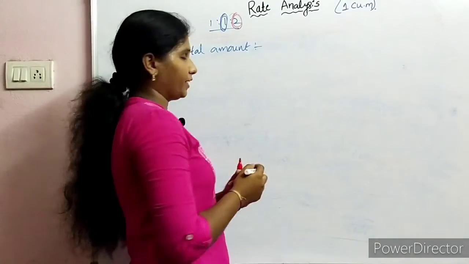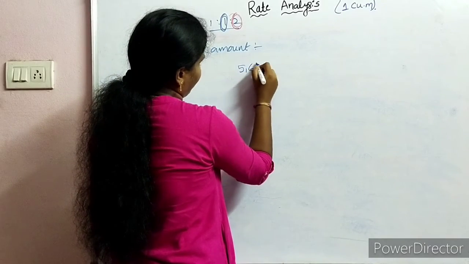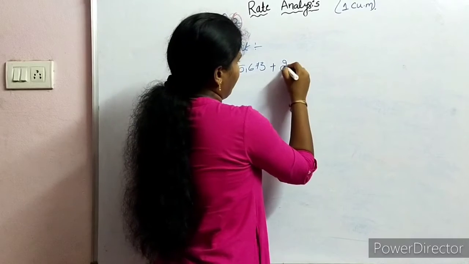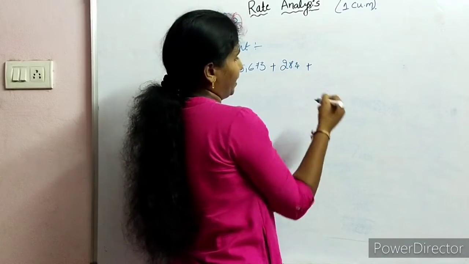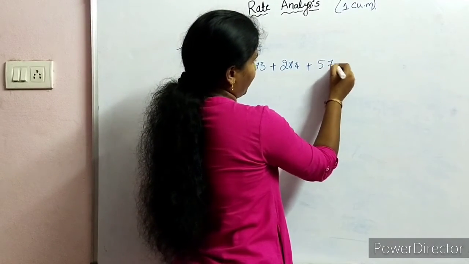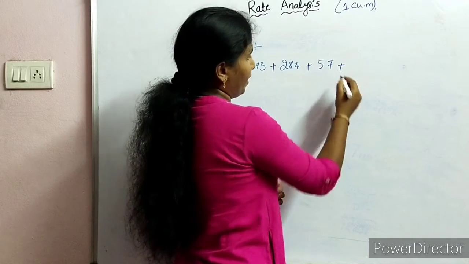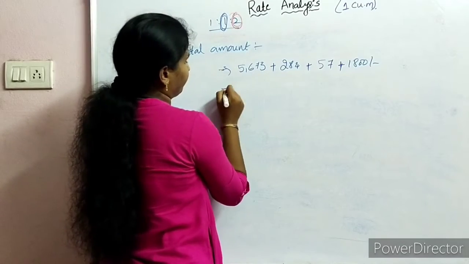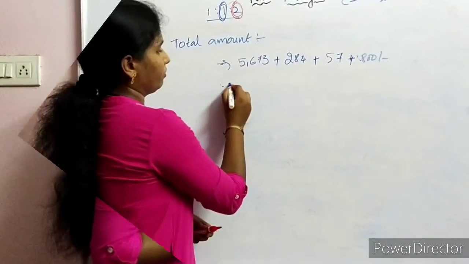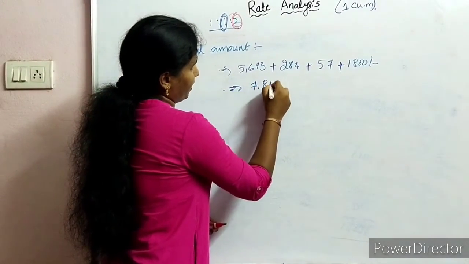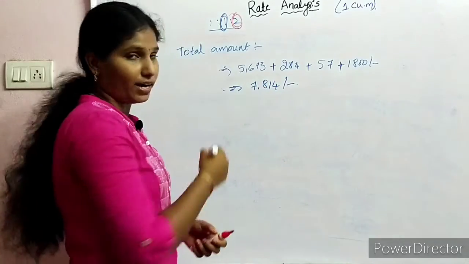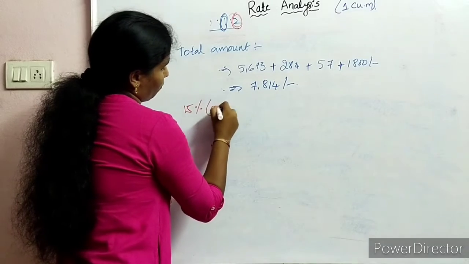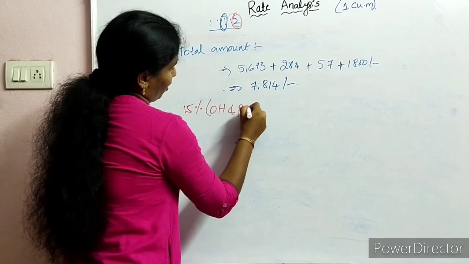Now the total amount. The amount for materials required is 5,673. For transportation and tools charges 284 rupees, plus for safety purpose 1% is 57 rupees, and labor charges are 1800 rupees. We will get 7,814 rupees. For this we are adding 15% extra for overhead charges and profit.